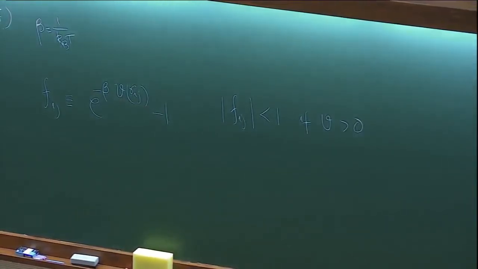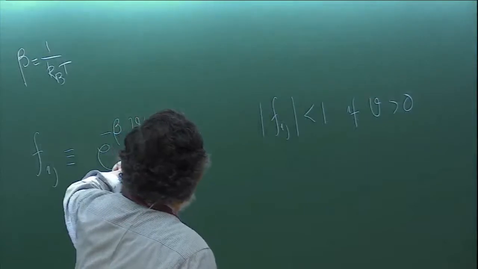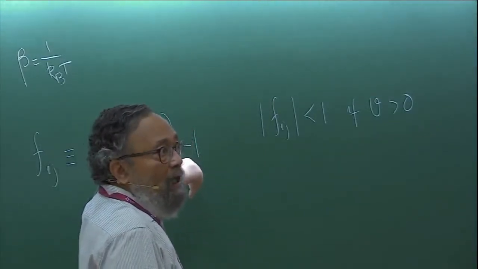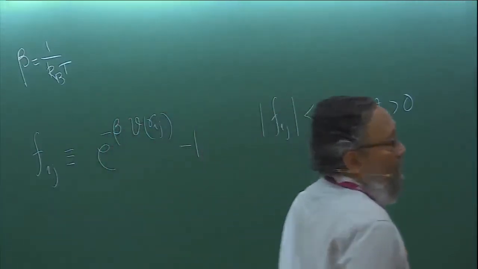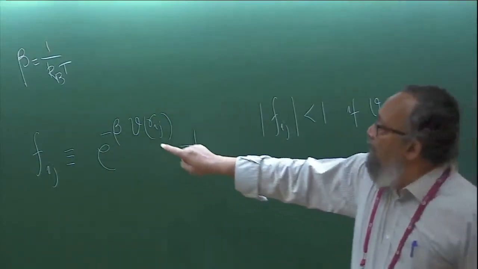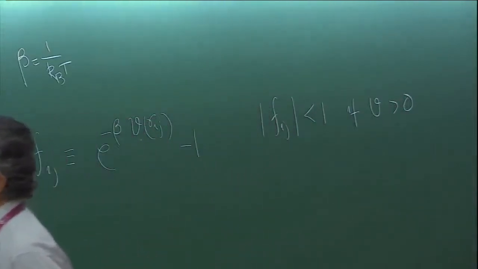This can be bigger than 1 when V is negative. And if it is sufficiently large, then this quantity, its magnitude, can be substantially bigger than 1. And then this whole thing, Fij, can become large. But that happens only when you are looking at values of V which are negative and values of temperature which are small compared to the characteristic energy scale.